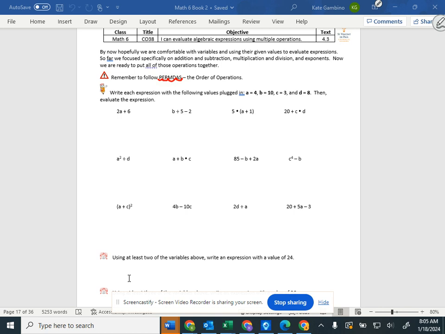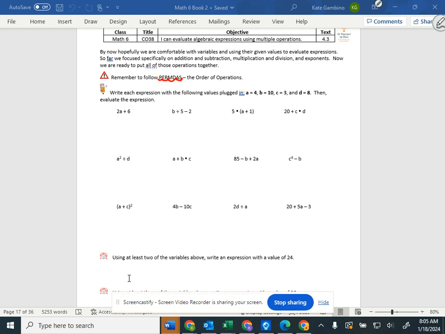Whatever we hit first. If there's a minus, and then later in our expression there's a plus, we do the minus first. Whatever we hit first, going from left to right. It does not have to be in order of adding, then subtracting. Whatever we hit first. So we have to remember the rules of the order of operations.